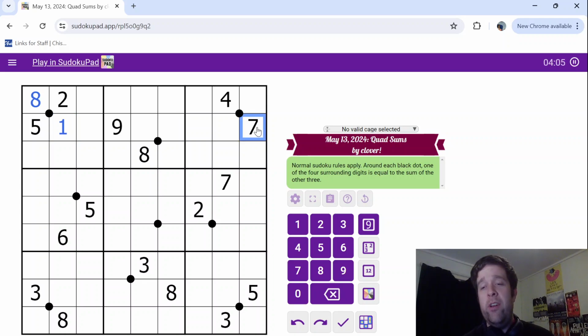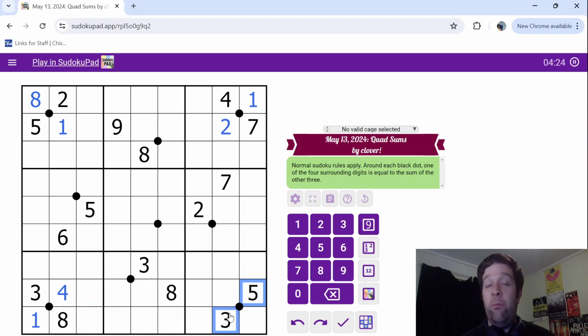Let's go this way. We have a 7. We know the 7 must be the total. These 1 and 2 tell us which way around these go. Down here, we have an 8. We know that must be the total. There's a 3, so we need to sum to 5 without using 2 and 3, so that must be 1 and 4. The 1 here tells us which way around that goes.